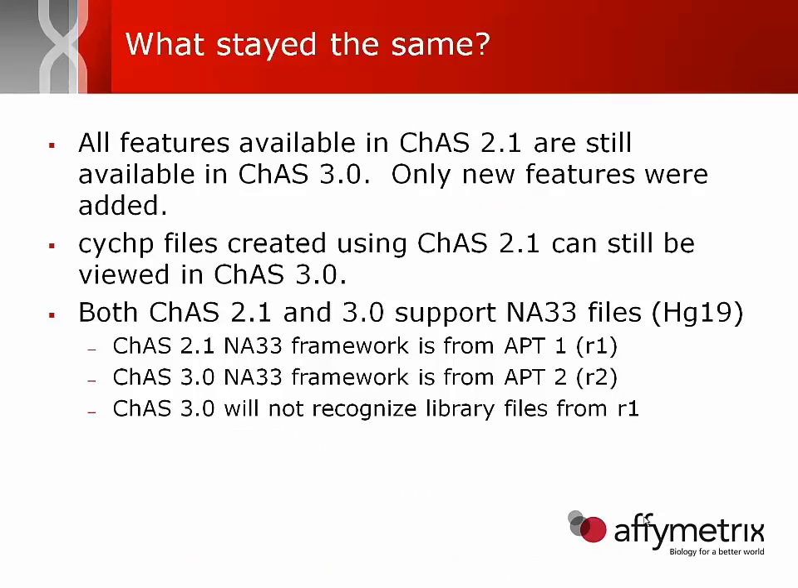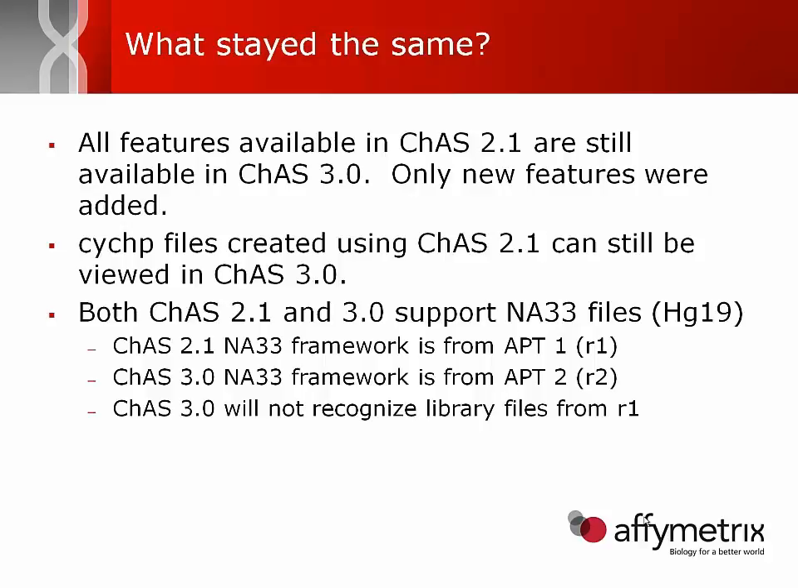So what stayed the same? All the features available in ChAS 2.1, so the whole genome view, the ability to view OS chip files, all those features from 2.1 are still in 3.0. We've only added new features. Nothing was removed. Chip files created in 2.1, or really any previous version of ChAS for that matter, can still be viewed in ChAS 3.0.